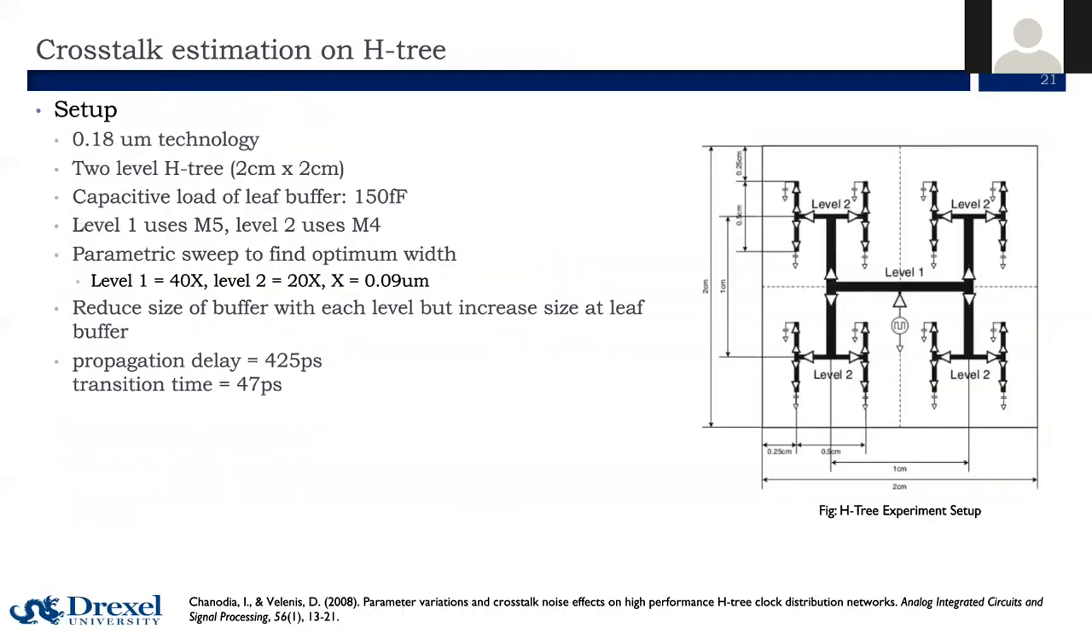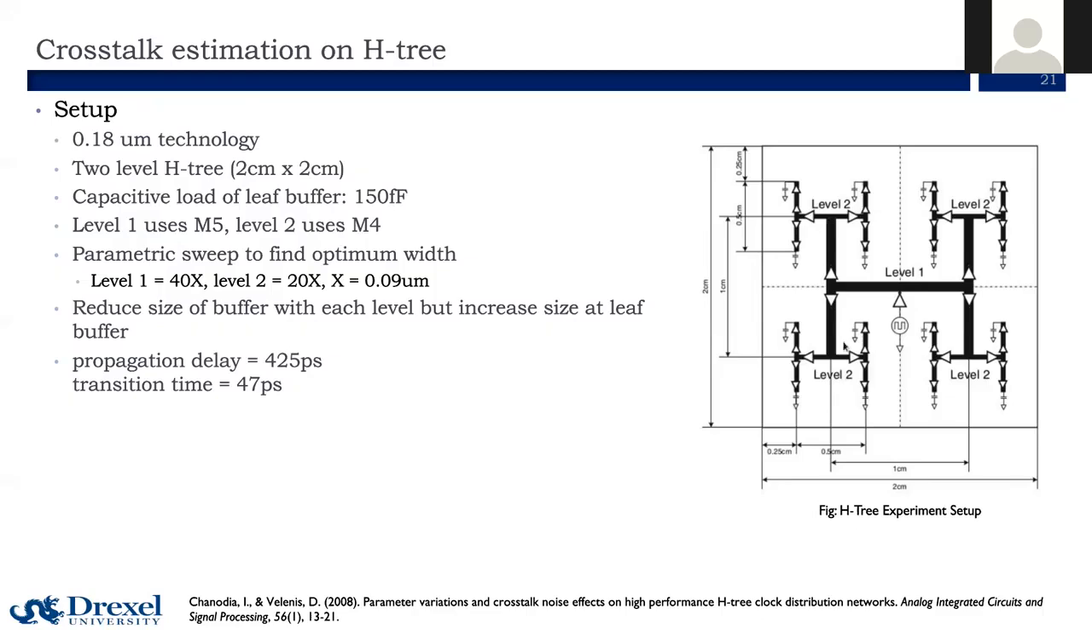In this section, we explore an experiment where an H tree is coupled to an aggressor to varying degrees, and the results are analyzed. As we can see in the diagram, we have an H tree set up at a 180 nanometer technology. We have a two-level H tree. The overall dimensions are 2 by 2 centimeter, which is considerably larger than you would expect in a normal circuit. The capacitive load on the leaf buffers is 150 femtofarad.